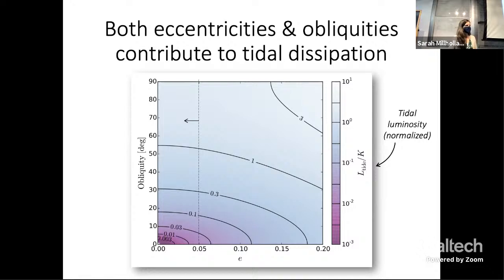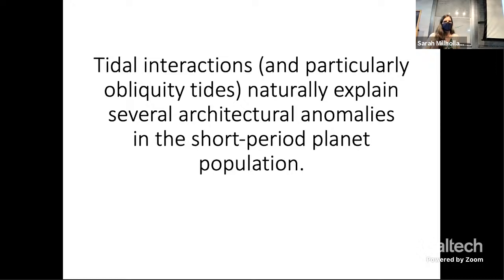And so in this talk, I want to largely focus on the role that these non-zero obliquities might play. For the next couple sections of the talk, I want to propose that these tidal interactions, and particularly the obliquity tides, might naturally explain several of these architectural anomalies that we see among these close-in planets. And today I want to discuss two specific examples.